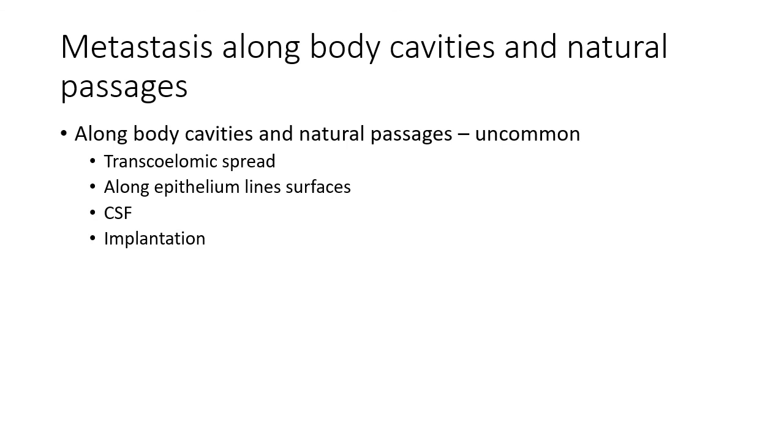Coming to spread through body cavities and natural passages. This is an uncommon route, usually not taken. An example of this is transcoelomic spread, that is, a tumor of the stomach metastasizing to the ovaries through the coelomic fluid. The spread can also be along epithelium-lined surfaces. For example, the tumor spreading through the fallopian tube from the endometrium to the ovaries, or vice versa, from the ovaries to the endometrium. This is very rare, still sometimes it happens.